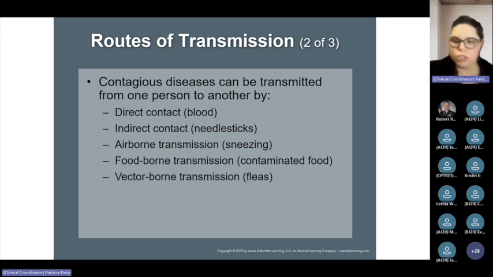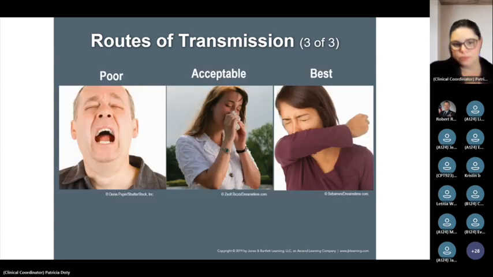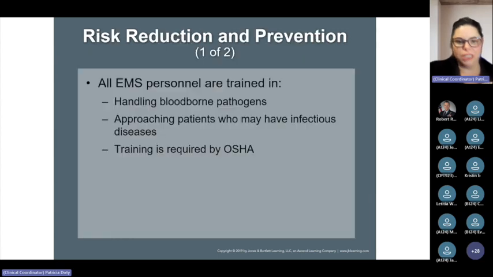And of course, airborne transmission, your coughing and sneezing, your foodborne transmission, that's your contaminated food. And that could be a number of different things, salmonella, and vector-borne transmission, like your fleas, rats, raccoons, dog bites. And so you guys see how you should be covering your mouth. One thing COVID has definitely taught us is how to cough in our elbow, I believe. It's another thing that COVID taught us.